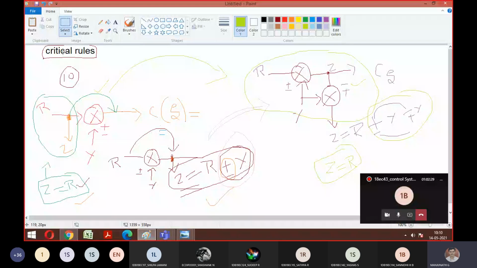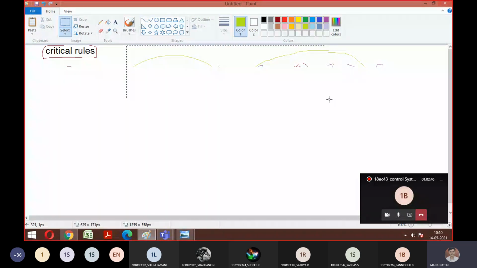So now you should tell me, what is the difference from that to this? There's a slight change. So now what is rule number 11? Rule number 11 says shifting a takeoff point before a summing point. So what you learned was the reverse category.